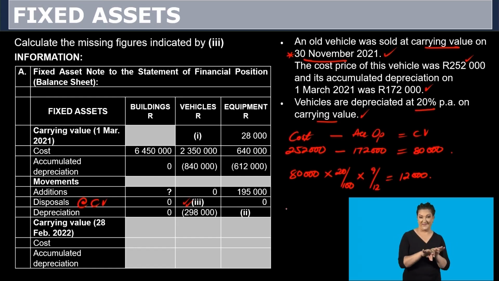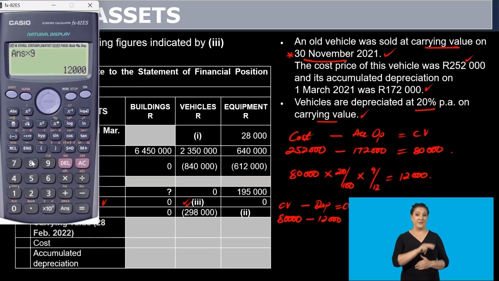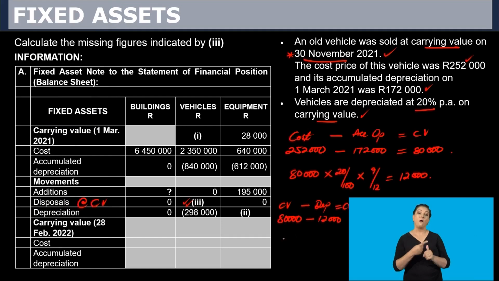This asset at the beginning of the year had a carrying value of 80,000. However, this year I have used it again, so it has lost value due to depreciation and it has lost 12,000. I should get the carrying value on the date of disposal. So I'll now say the 80,000, which was the carrying value at the beginning, minus 12,000, which is depreciation. It will give me 68,000. So here I end up with a carrying value of 68,000 on the date of disposal.